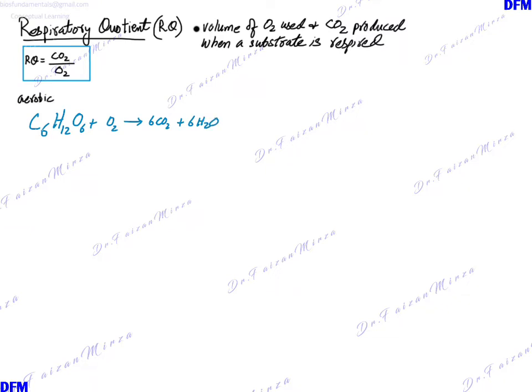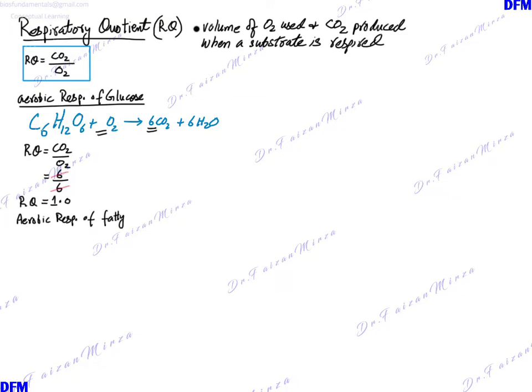For example, if aerobic respiration is occurring for glucose, C6H12O6 will combine with 6 oxygen molecules to produce 6 CO2 and 6 water. We can just solve the equation for CO2 upon O2, and 6 simplified by 6 will give you a value of 1.0. So whenever the value of RQ is 1.0, it means that glucose is being respired through aerobic respiration.